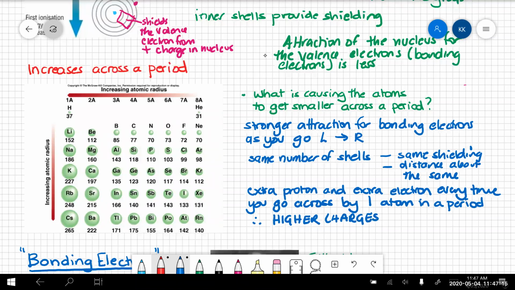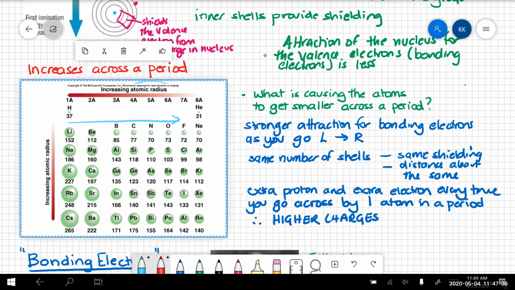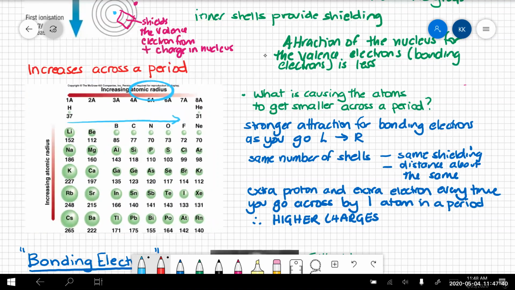And if you remember Coulomb's law, the higher the charges, the stronger the attraction between them. And in actual fact, this stronger attraction causes a bit of a shrinkage as you go across. The way we talk about the size of an atom is this term atomic radius. And so the atoms shrink as you go across.